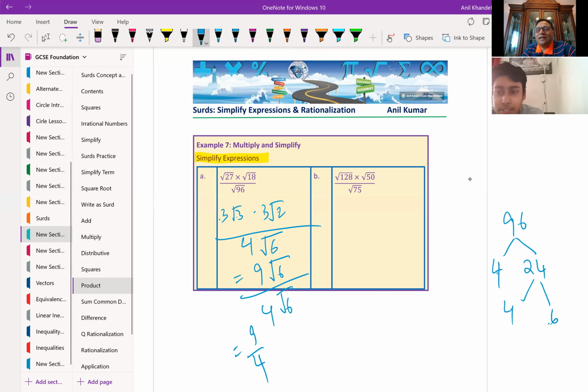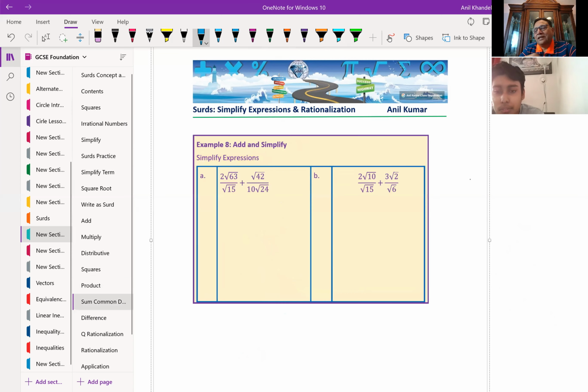Yes, sir. So likewise, you do this one as an exercise, okay? Okay, sir. Now, it's slightly more complicated. Now we'll add, right? Add with different denominators, right? It becomes complicated in fractions also when you have to add with different denominators, right? Okay, so let's do the first one.